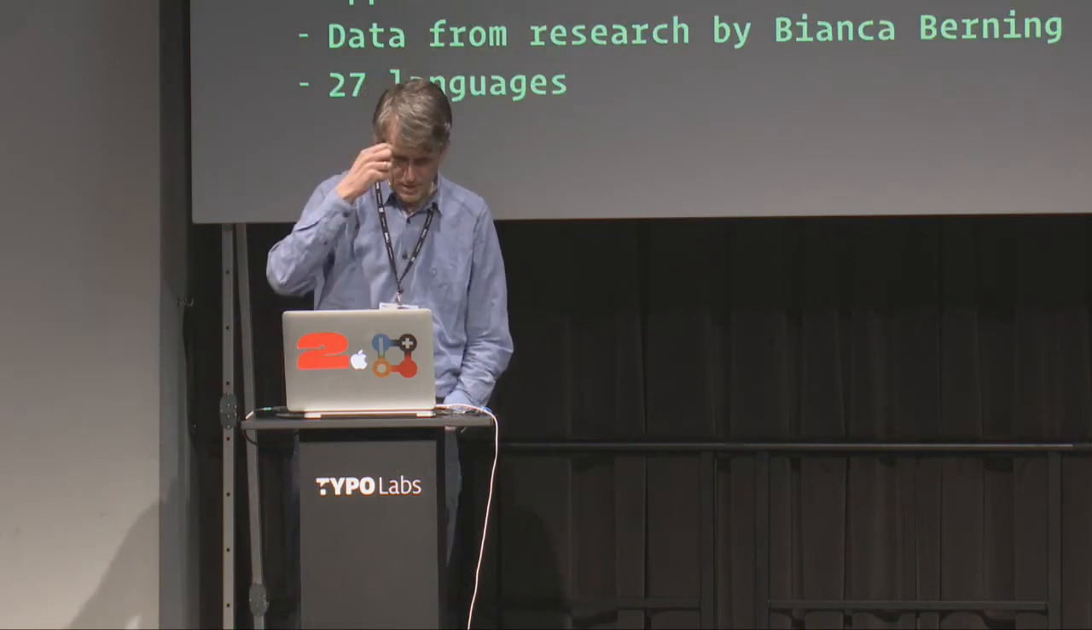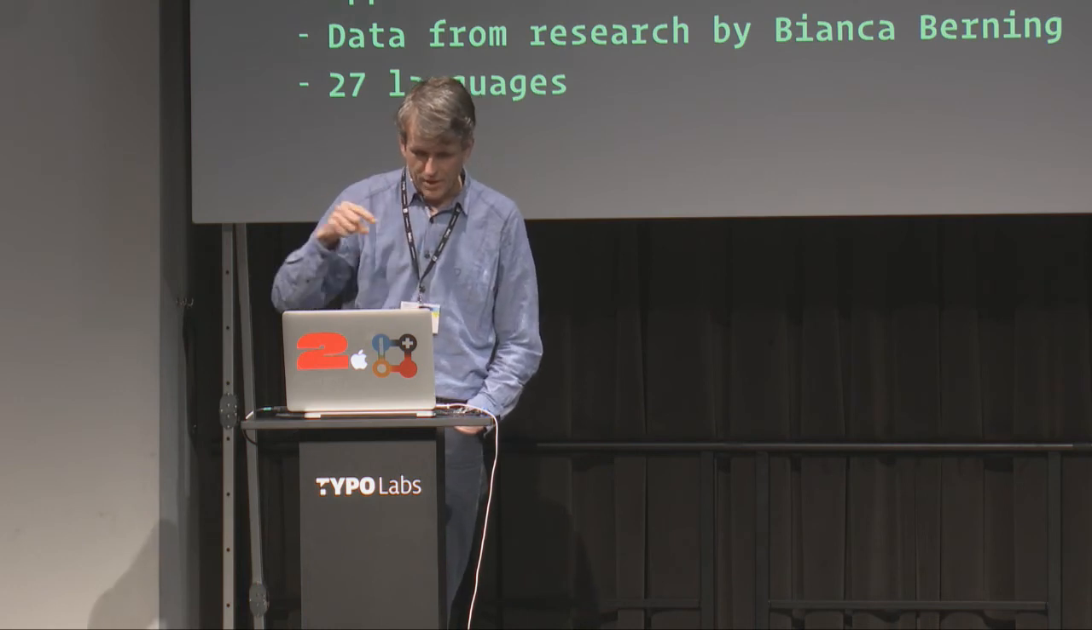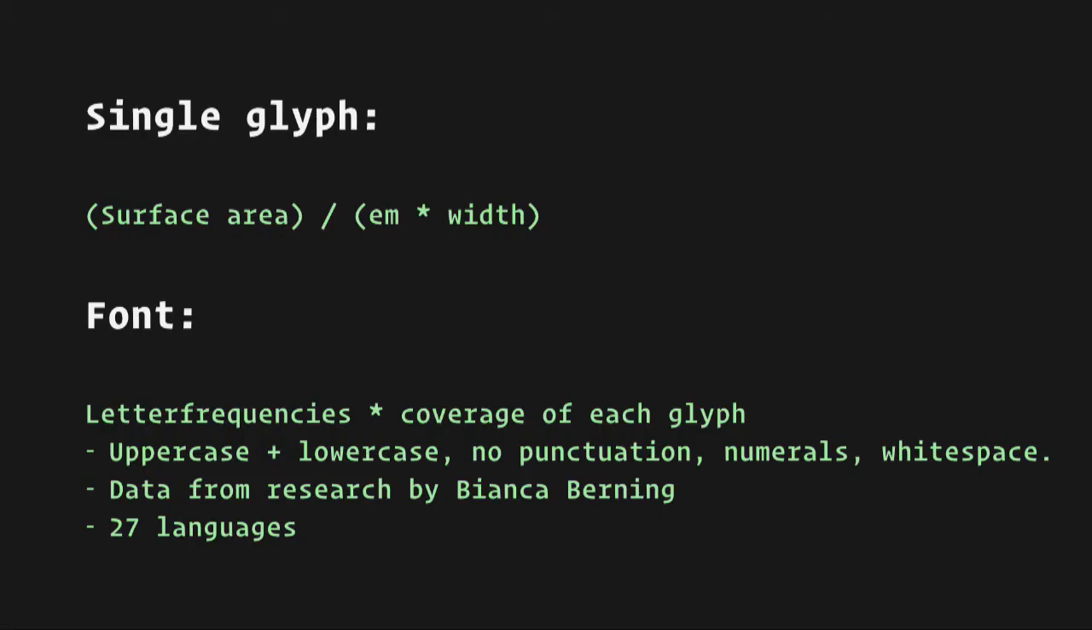What to do? Well, here's the formula. Surface area divided by em times width for a single glyph, so that will give you some sort of a number. Light letters will have a small number, heavy letters will have a big number, crazy letters will have a really big number. Impossible letters will have a negative number.